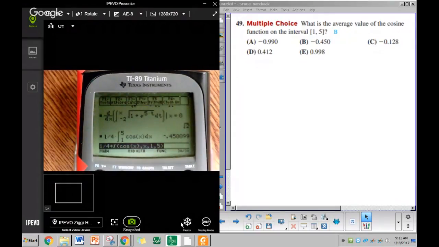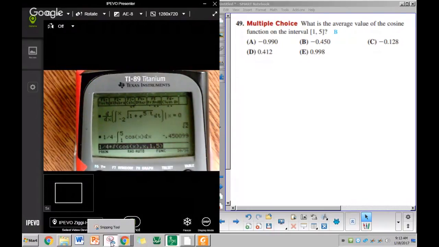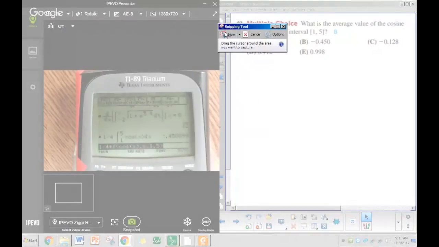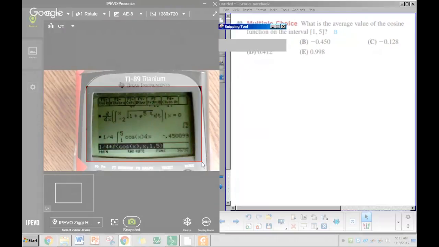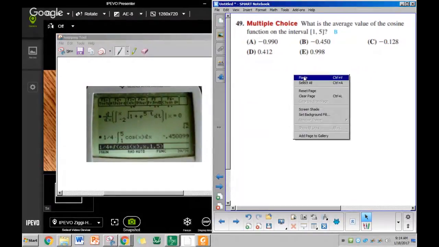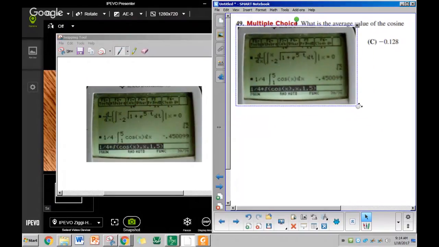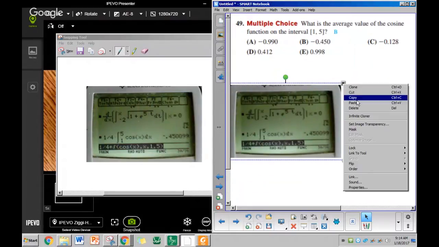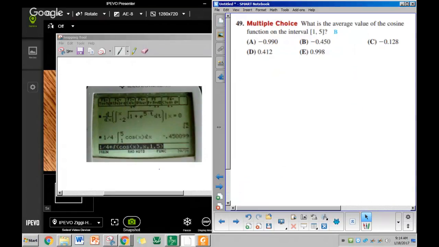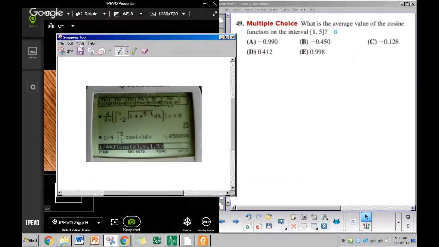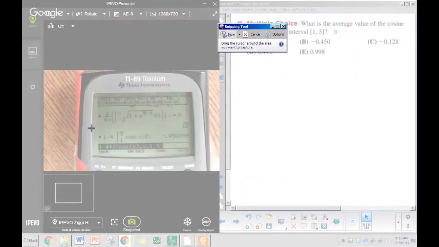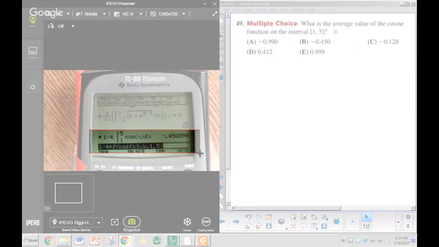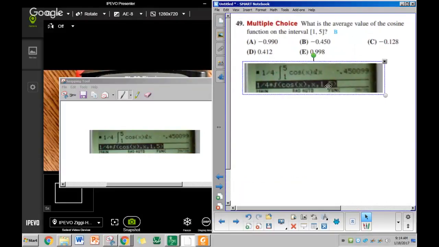I got sine of 5 minus sine of 1. You have to press the diamond because we want a decimal answer, right? You hit diamond enter first. I'm gonna get a different screenshot here because that's so dark. It's still dark, but oh well, there it is.